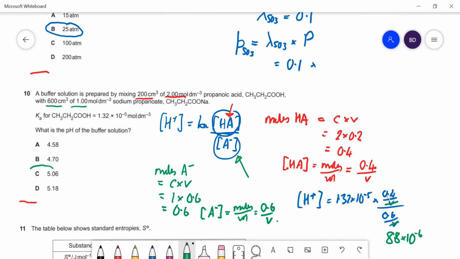5.056. Okay, so that is it there. Minus log of that is 5.06. So that's the answer there. Quite a lot of work there for 1 mark.